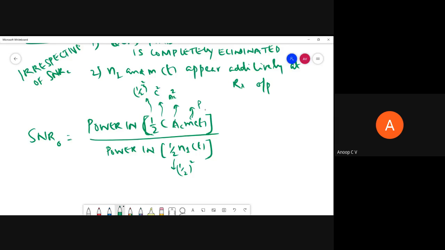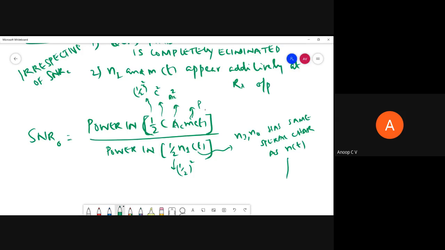Then this, as I told, this Ni of t, please remember, both Ni of t and Nq of t have the same spectral characteristics as N of t. So please don't think N of t is obtained as the sum of Ni of t cos 2 pi fct and Nq of t sin 2 pi fct. N of t, Ni of t and Nq of t have the same spectral characteristics, so the same power spectral density.